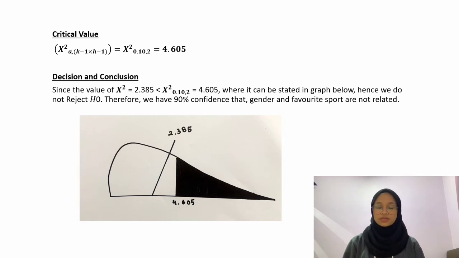Lastly, decision and conclusion. Here the value of chi-square equal to 2.385 is less than chi-square 0.1, 2 equal to 4.605, where it can be seen in the graph below. Hence, we do not reject null hypothesis. Therefore, we have 90% confidence that gender and favorite sport are not related. That's all from me.